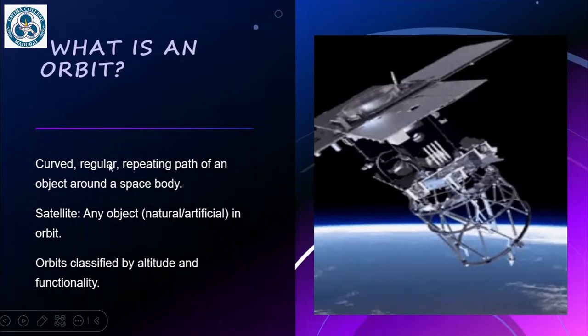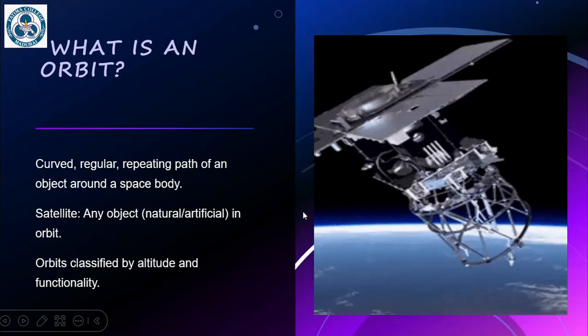First, what exactly is an orbit? An orbit is a curved, regular, repeating path of an object around a space body, like a satellite around Earth. The object can be natural, such as the moon, or artificial, like communication satellites. Now, an important point: satellites don't stay up because there is no gravity. Gravity is very much present. They remain in orbit because they have the right tangential speed. So gravity keeps bending their path into a curve instead of pulling them straight down.